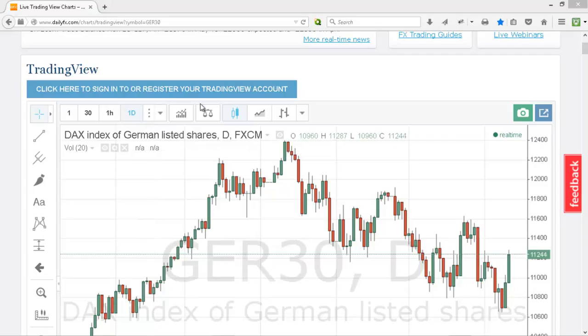So as a trader, I'm looking to make money. It's not good enough for me to just say, oh, here's the DAX, which is the German stock market. So you might know the Dow Jones, the S&P, which are American ones, the FTSE for the London, the CAC for the French one. The DAX is the German one.